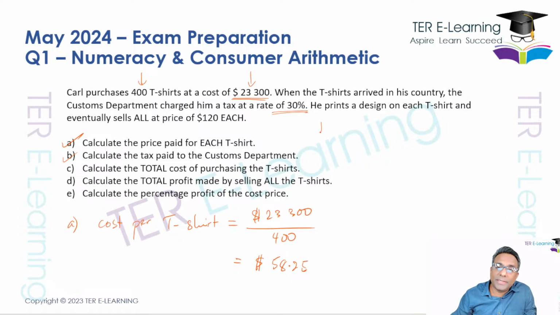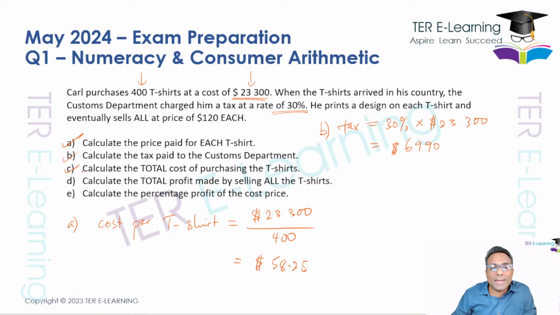So the tax paid, this part B, is going to be 30% multiplied by that 23,300. That's the same as saying 30 over 100, which is 0.3, multiplied by 23,300, and you're going to get 6,990. So this is how much tax he has to pay, 6,990. That's his tax that he has to pay.